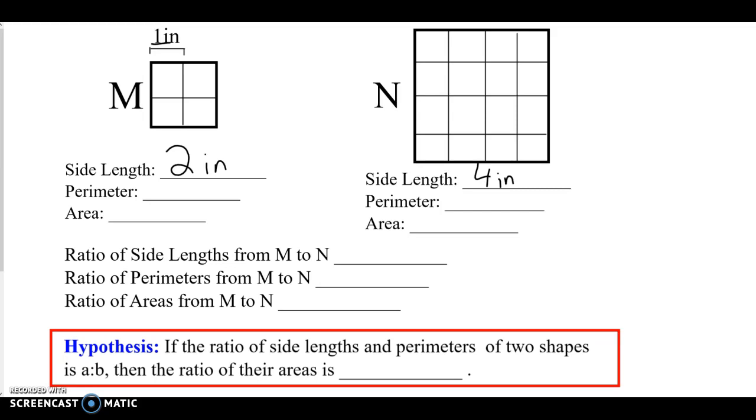Wait, you don't know that? Yeah, it tells us on that box. It's on the main box. Okay, what's the perimeter of M?